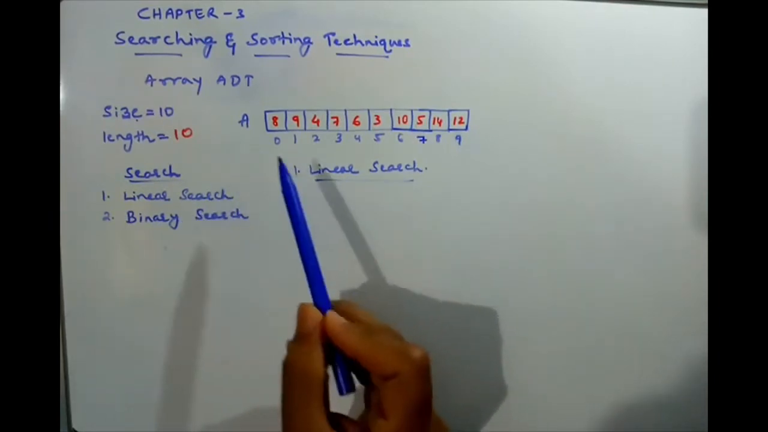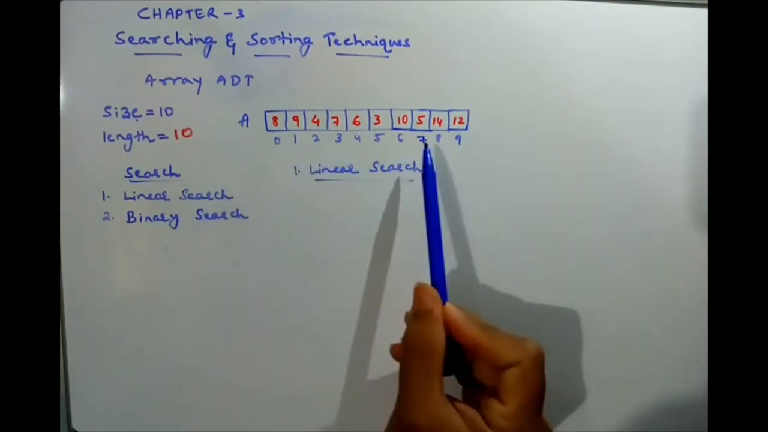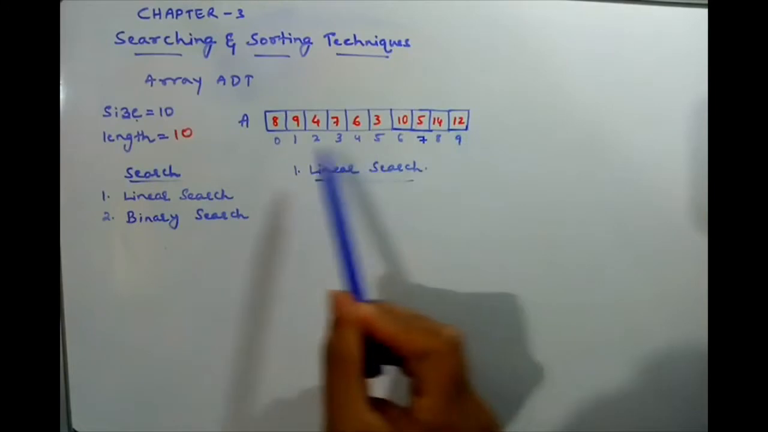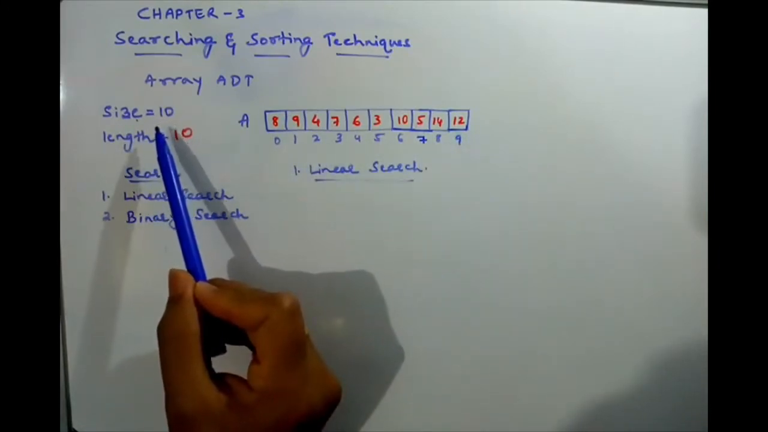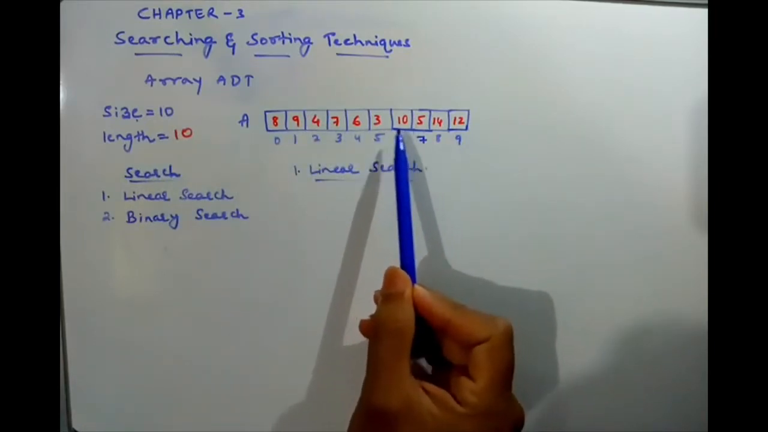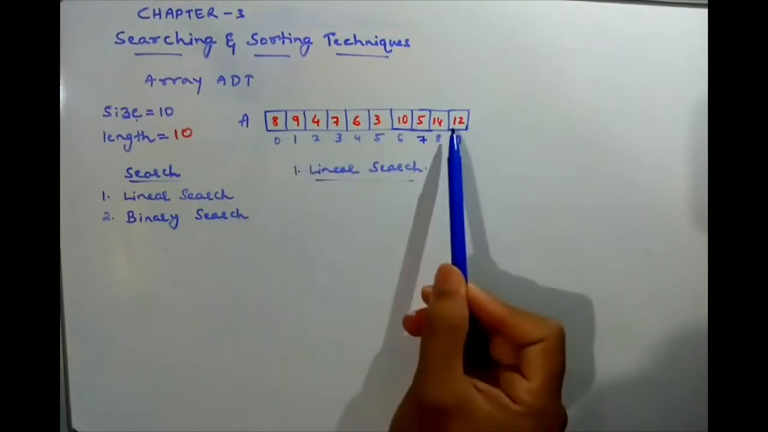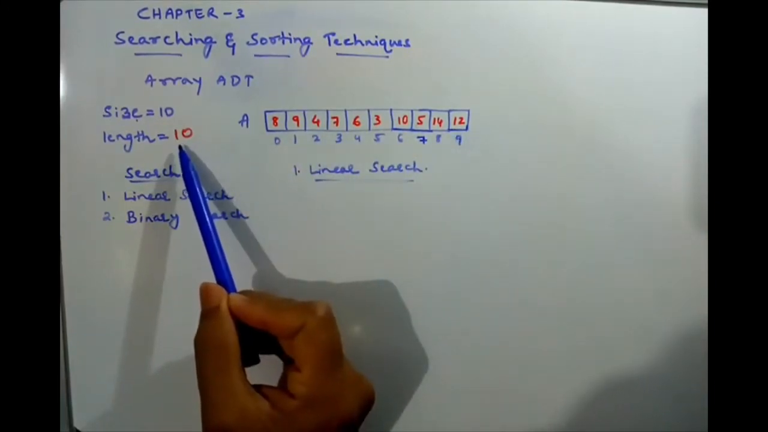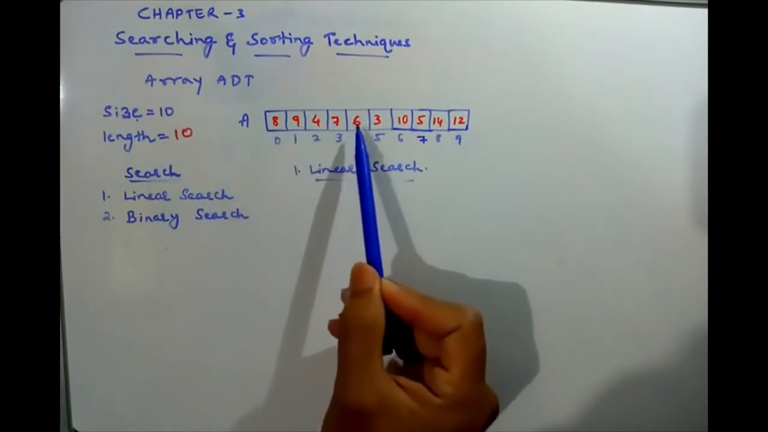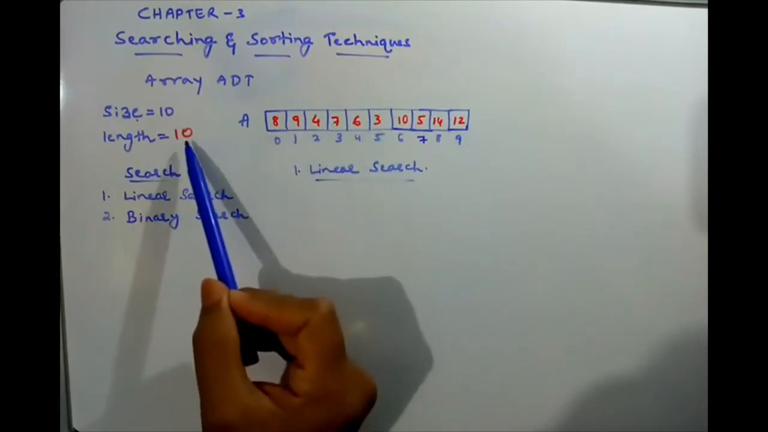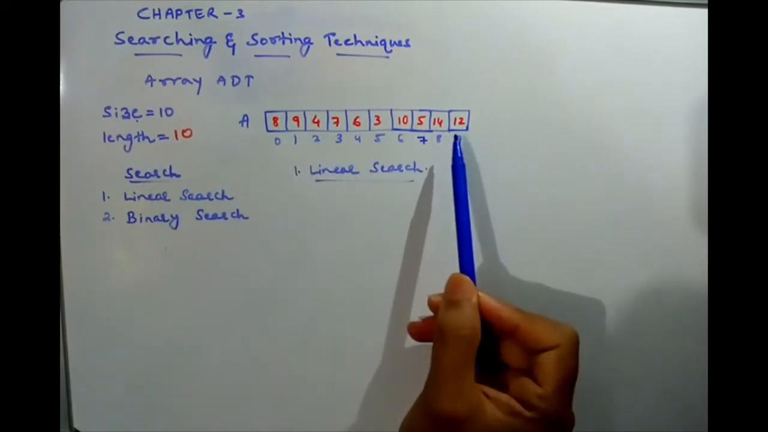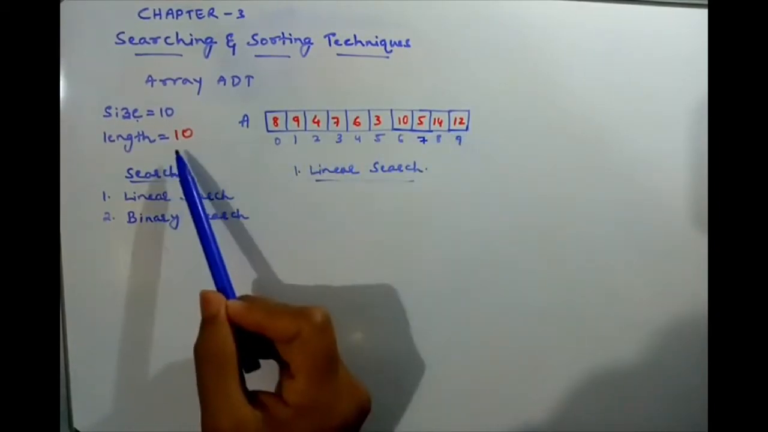In this chapter we'll take the analysis, that is searching in an array. The array size we have taken is 0 to 9, which is size 10, and the length of elements, that is the string of elements we have placed here, we have filled it from 0 to 9, so which is 10. Suppose we had filled only the elements from 0 to 5, that is 1 2 3 4 5 6 elements, that would have been the length of the string. So here, since we have filled all the spaces from 0 to 9, the length is 10.